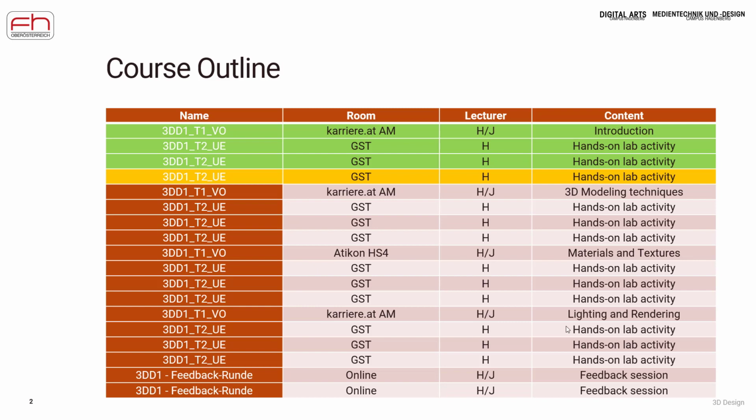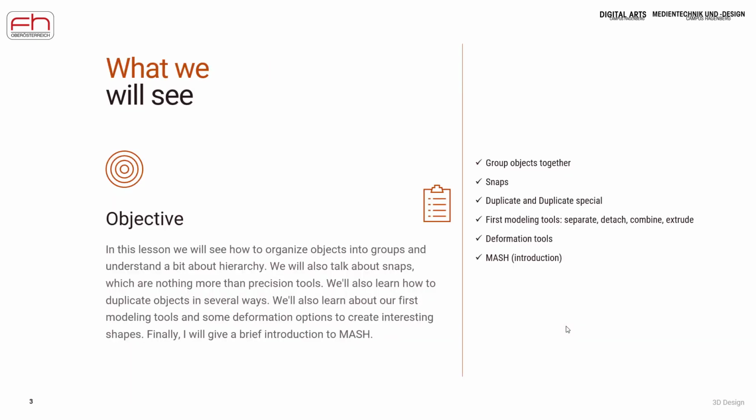and we already saw a lot of things related with modeling. On our last class, we talked about groups, snaps, duplicates and duplicate special. We also saw some modeling tools like separate, detach, combine, extrude. I explained how to use this thing.